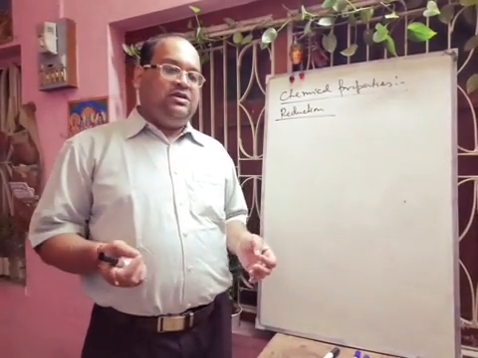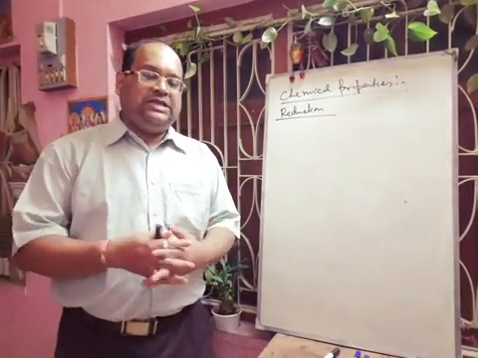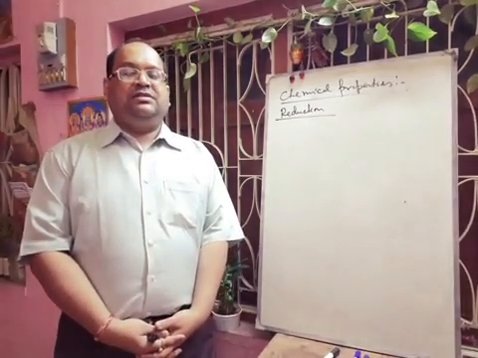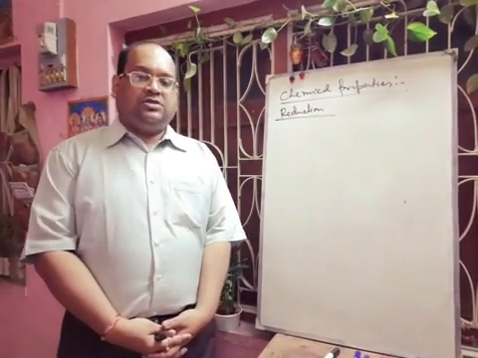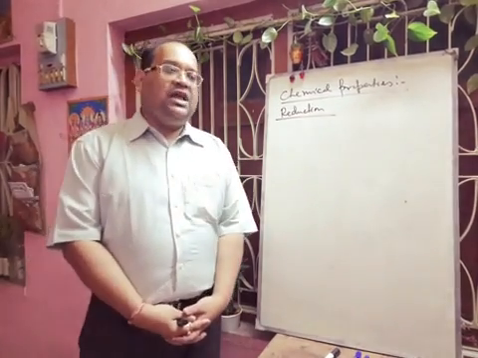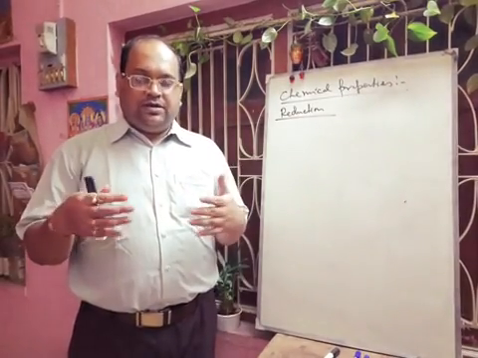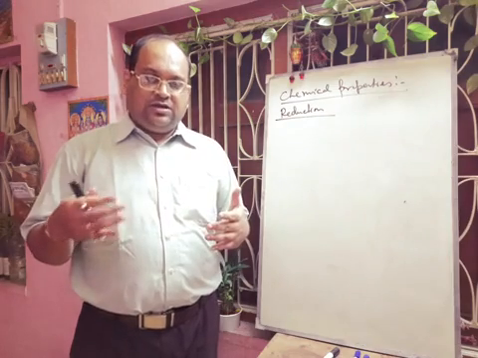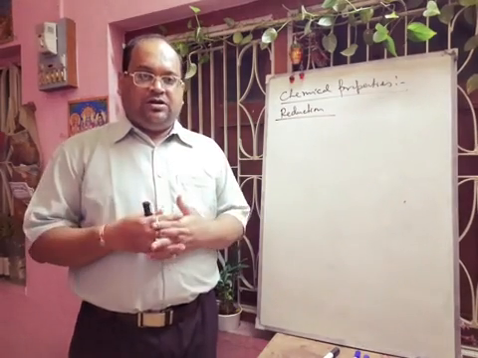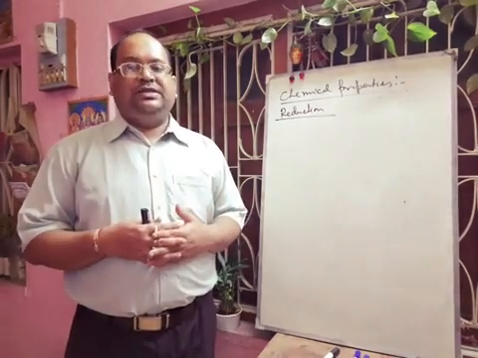Fehling's solution is a mixture of Fehling's solution A and Fehling's solution B. Now, what is Fehling's solution A? Fehling's solution A is copper sulfate solution, and the other is the Rochelle salt solution. Rochelle salt is sodium potassium tartrate. Solution B is the alkaline solution of Rochelle salt. Now when you mix these two, there will be alkaline Cu2+, and this is called Fehling's solution.